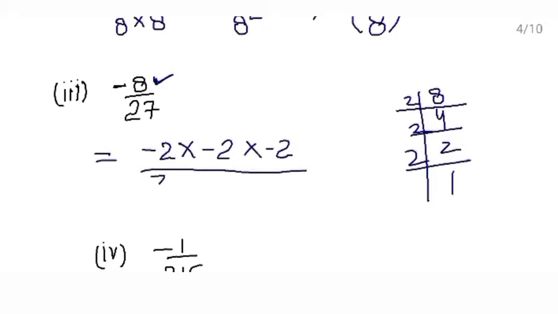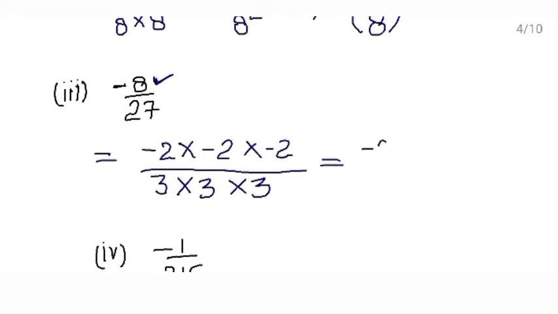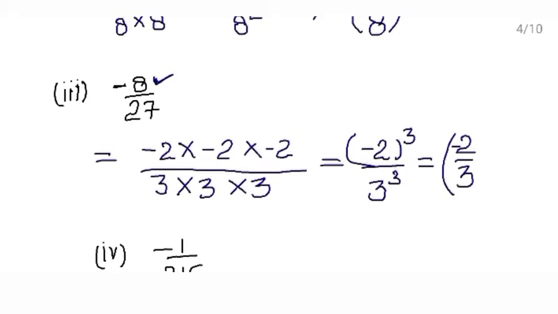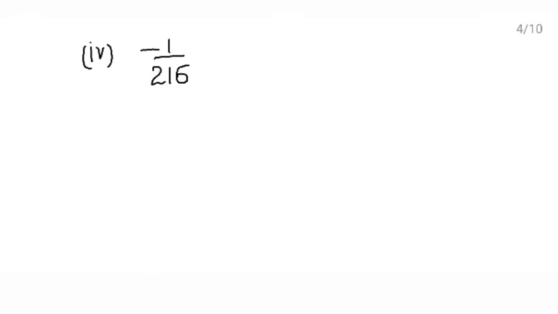27 can be written as 3 3s are 9, 3 9s are 27. Now numerator is occurring how many times? 3 times. So it will be minus 2 raised to the power 3 and 3 raised to the power 3. Both the numerator and denominator have same power. So this can be written as minus 2 upon 3 raised to the power 3. This is your answer.